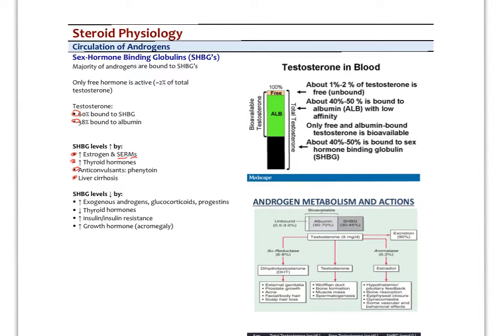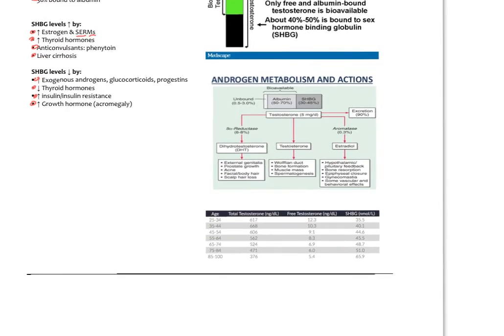Levels will be decreased with exogenous androgens, glucocorticoids, or progestins, decreased thyroid, increased insulin resistance, and increased growth hormone. So in the old days, when we used to test testosterone, we would get a total testosterone, and we'd have to measure sex hormone binding globulin to be sure that it wasn't interfering with our ability to get free testosterone into the tissues. Now we have a direct free testosterone test, so we don't have to think about this as much with these different factors.